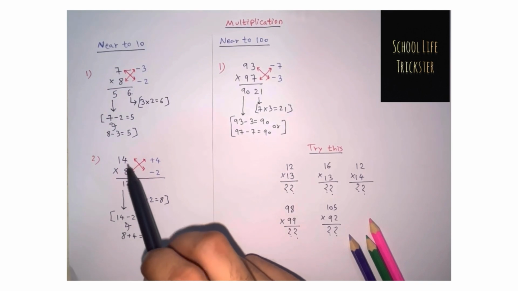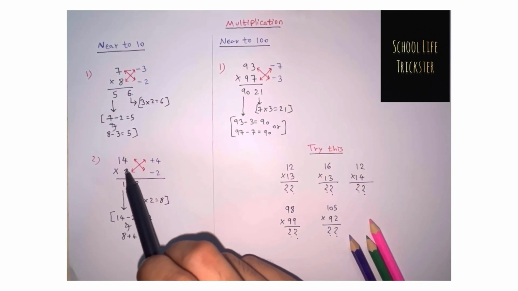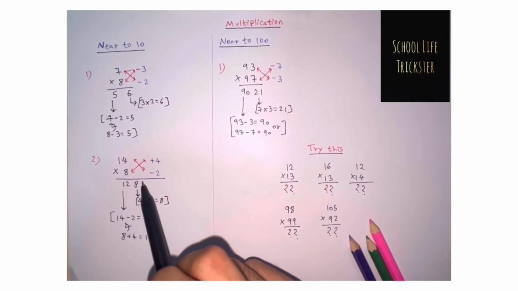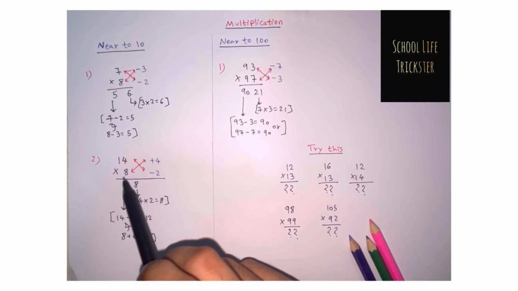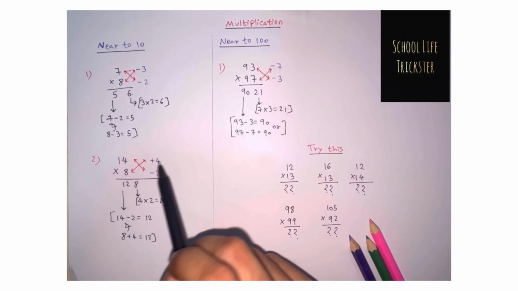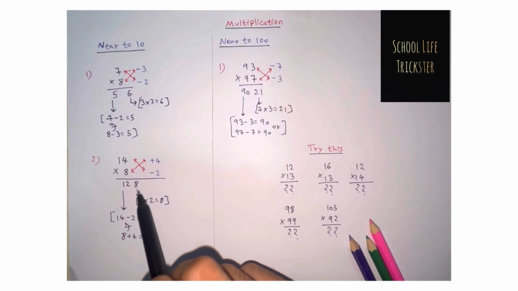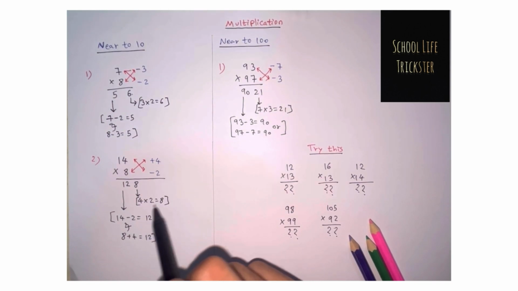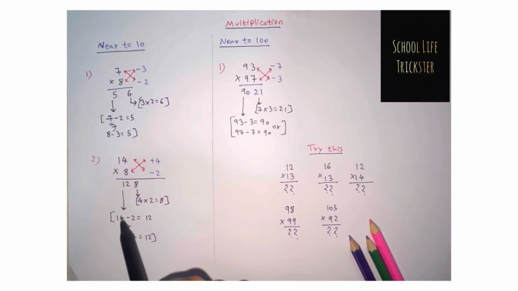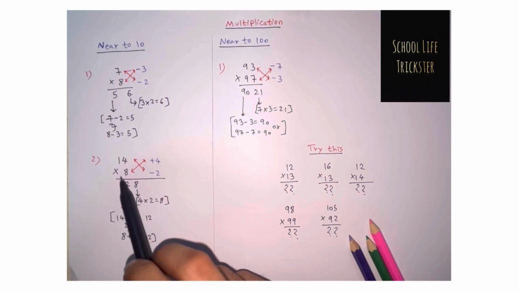Now see the second example, 14 into 8. Now 10 plus 4 is 14 and 10 minus 2 is 8. So write minus 2 in front of 8 and plus 4 in front of 14. Now multiply 2 into 4, that is 8, and 14 minus 2 is 12 and 8 plus 4 is 12. So write over here 12.